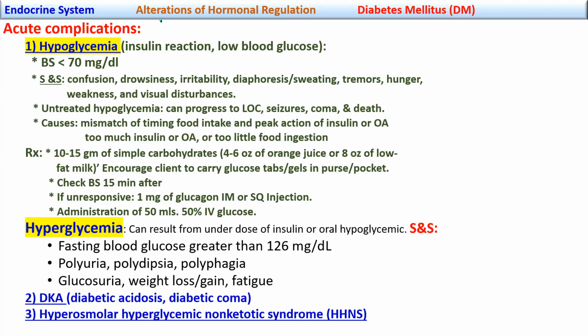The complications from diabetes mellitus are acute complications and long-term or chronic complications. The acute ones are hypoglycemia or hyperglycemia, and we will go over DKA and HHNKS, which is hyperosmolar hyperglycemic non-ketotic syndrome. We will go in depth about the signs, symptoms and management in adult health too.